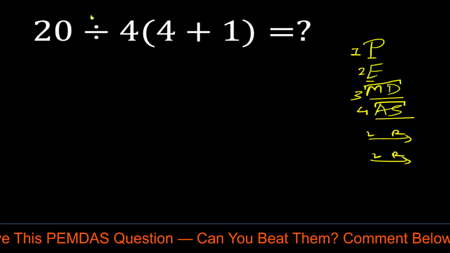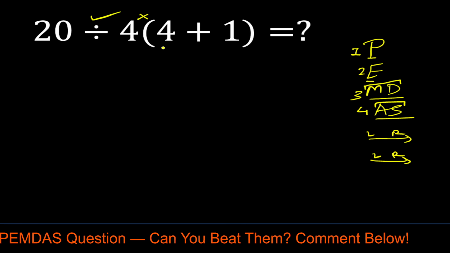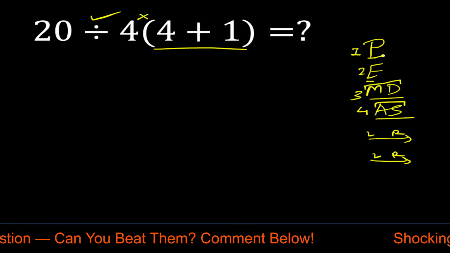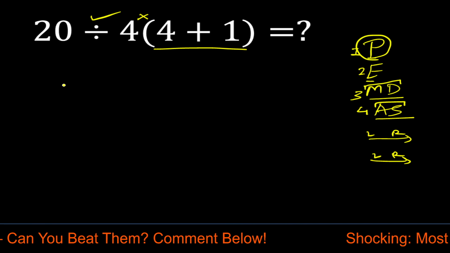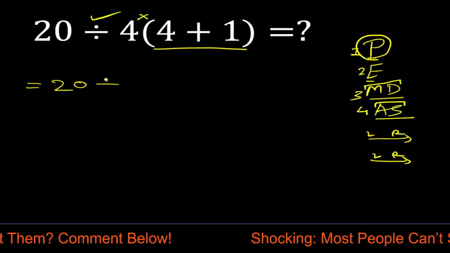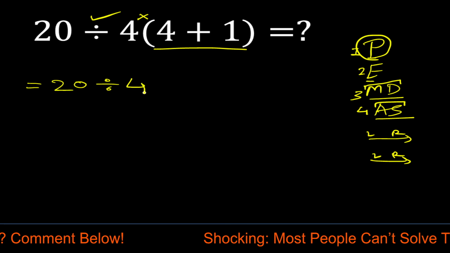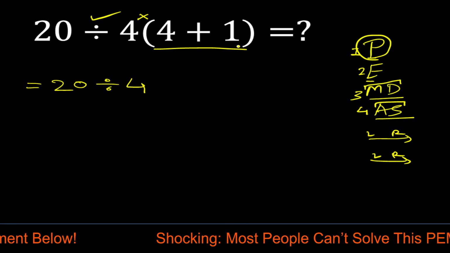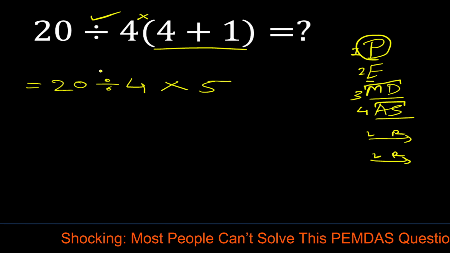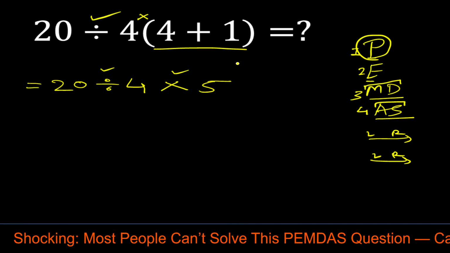So in this question here we have division, here multiplication, and here parentheses, right? So according to the PEMDAS rule, first we have to solve parentheses. So now 20 divided by 4. Now solve this parenthesis first. 4 plus 1 is equal to 5. So times 5, right? Now here we have division and here multiplication.